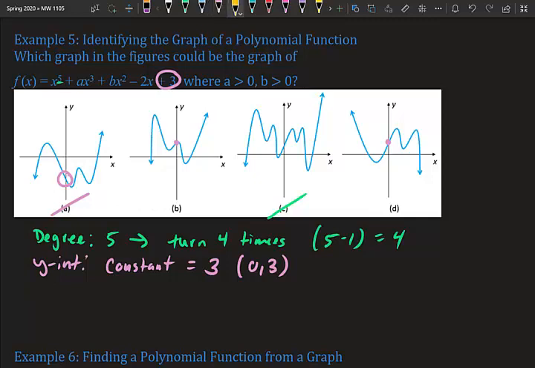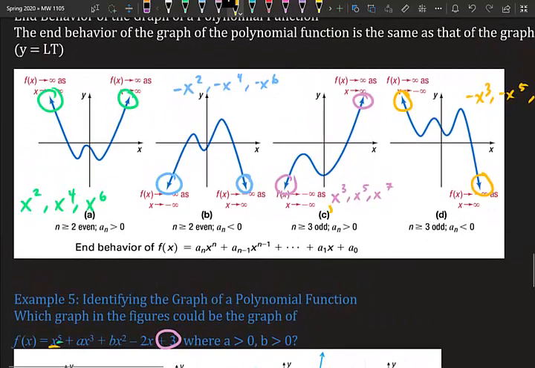What's going to tell us the last bit of information we need is our leading term. Our leading term is x to the 5th. That means we can figure out the end behavior. This is an odd exponent. Since it's an odd exponent and it's positive, positive x to the 5th, it resembles the end behavior of C. We know that.